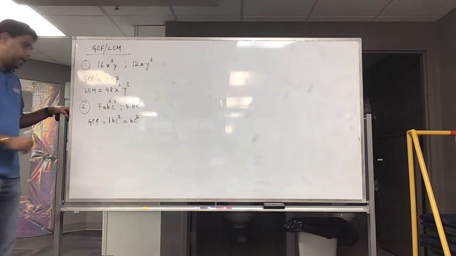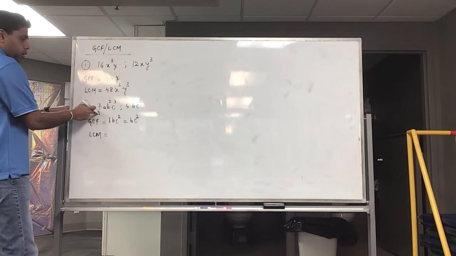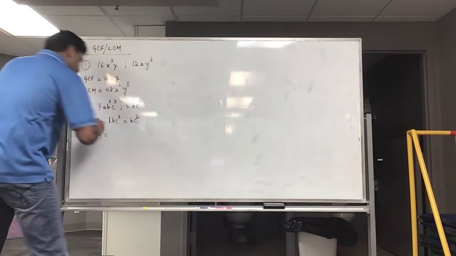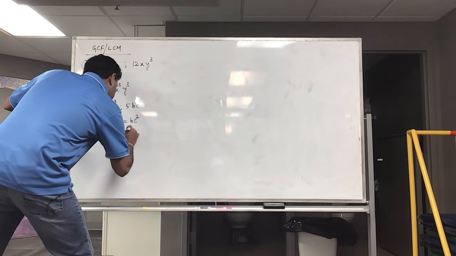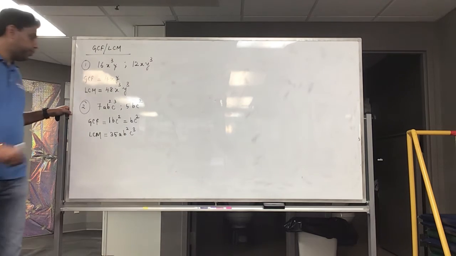Okay. And for the least common multiple, 7, 14, 21, 28, 35. So 35, and then a, b squared, c cubed. Highest exponents for the variables. Make sense? You guys good? Good. Okay.